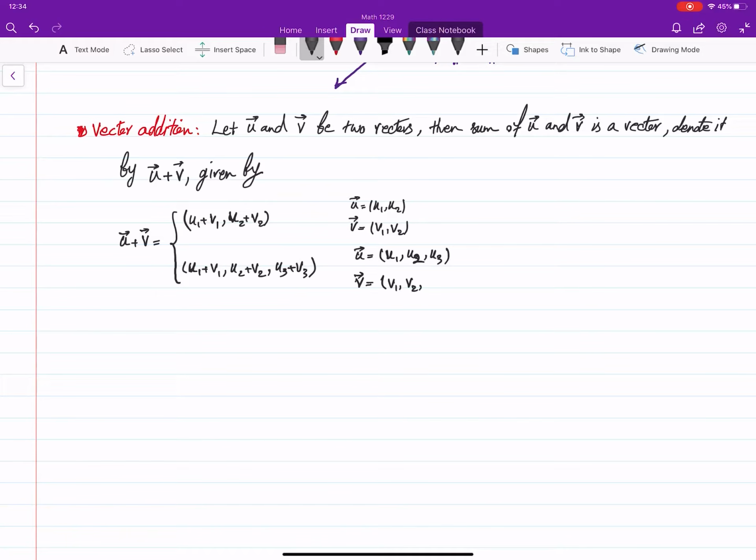We can only add vectors with two components to two components and three components to three components. That's what will happen in this case. Well, okay, that's nice. This is algebraically what will happen.